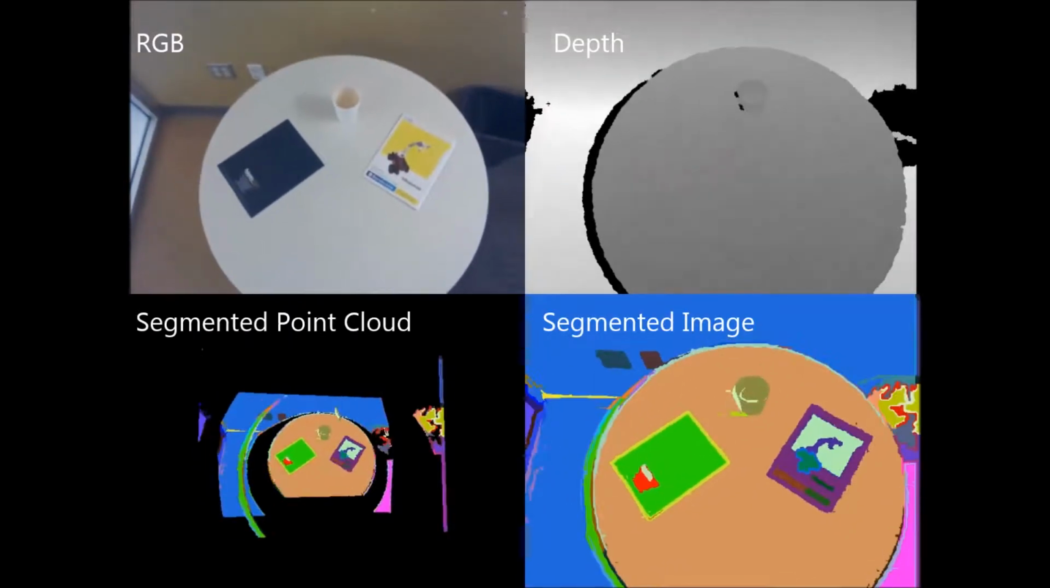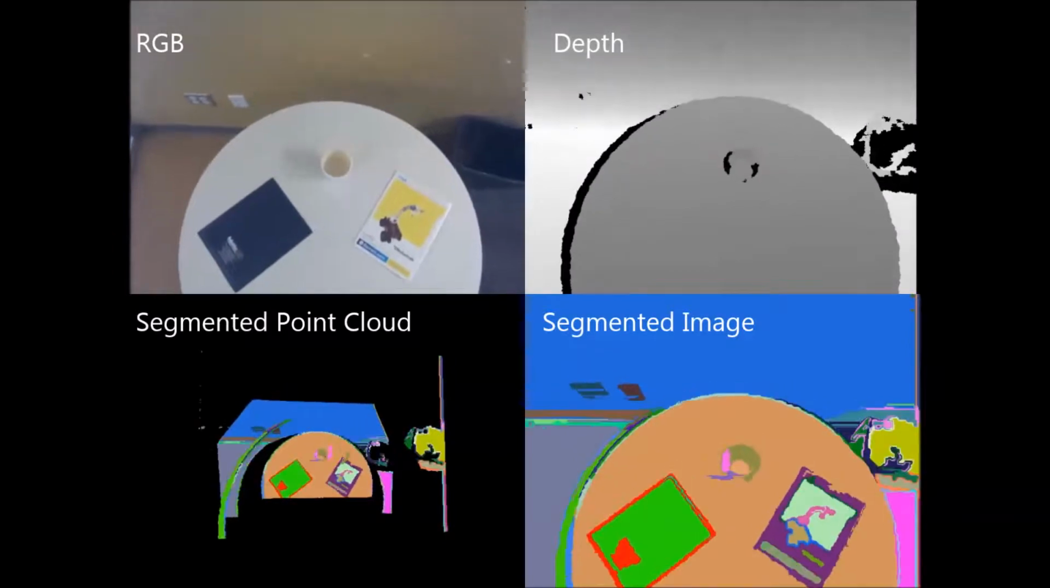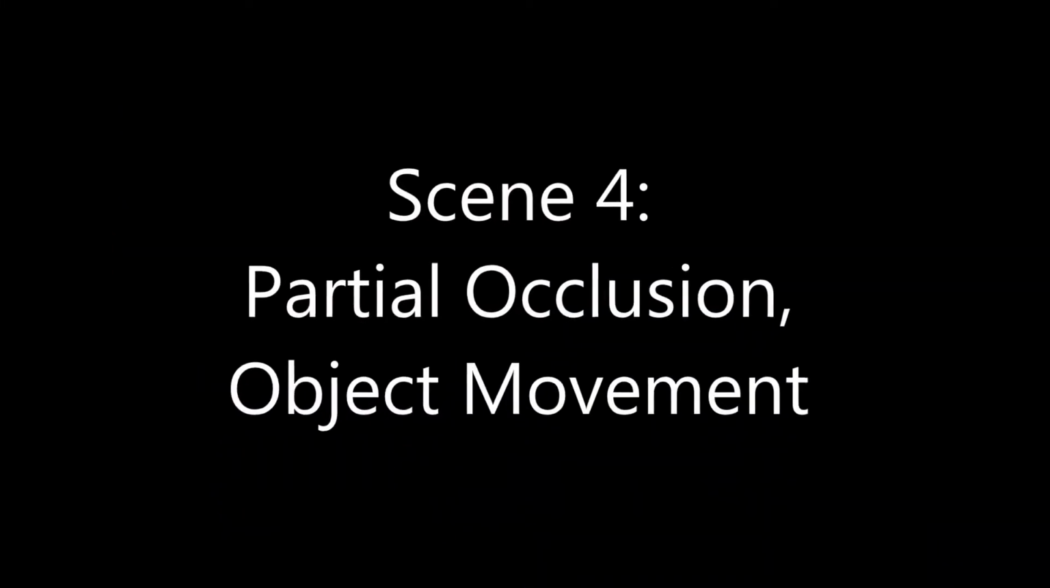Scene 3 shows a segmentation of different parts of a complex object in a scene, in our case, the magazine. Scene 4 shows partial occlusion and object interaction.